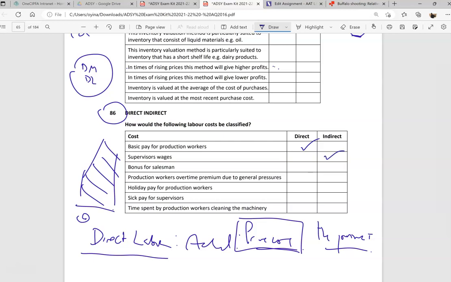Supervisors' wages, these are indirect. Bonuses, indirect. Overtime due to general pressure, so that's not a product issue. It's an abnormal scenario, if you like, and that's not there. Holiday pay, that's just indirect. Sick pay for supervisors, that's indirect. And time for cleaning, that's all indirect, right?